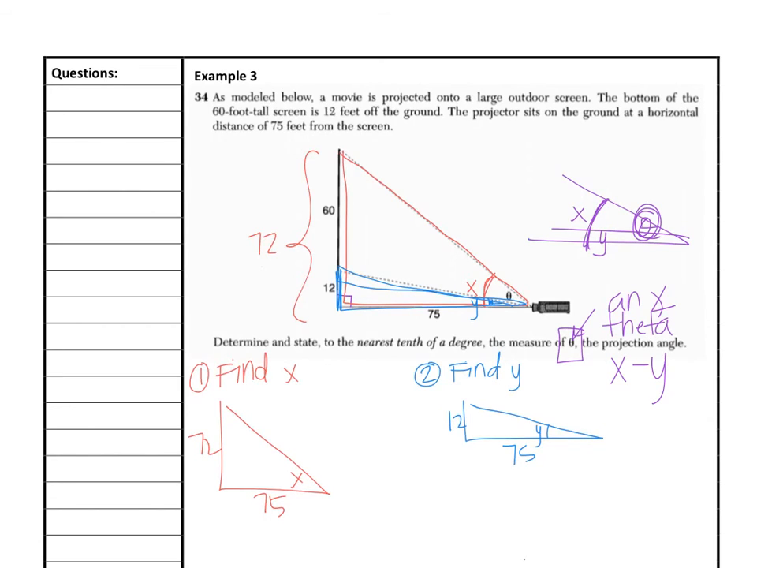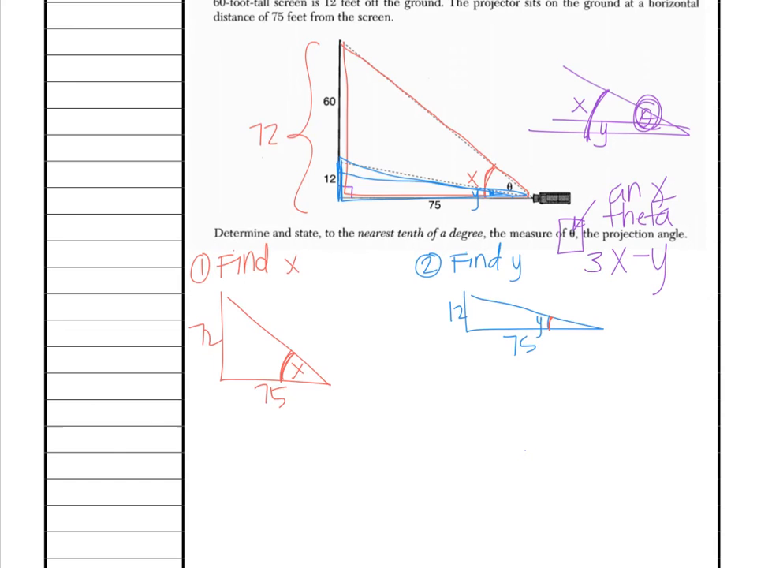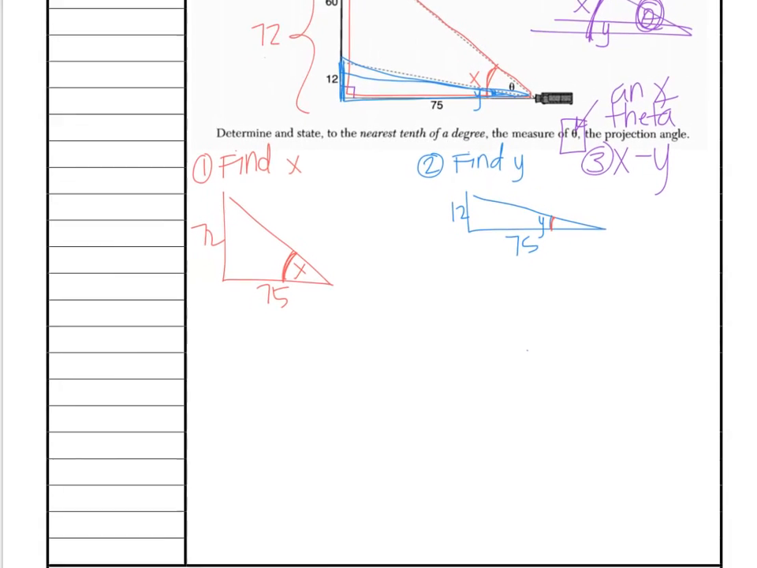Now, I want you to recognize that it's not always going to be x minus y. It just depends on how you label. If we had labeled this initial angle down here as y and this one as x, we would have done y minus x, because you always take the big and you subtract away the small. Okay, so step 1, find x. Step 2, find y. Step 3, subtract. And then we got theta.